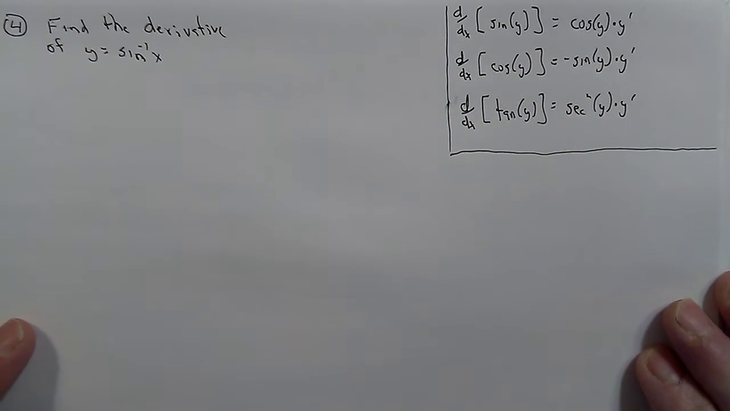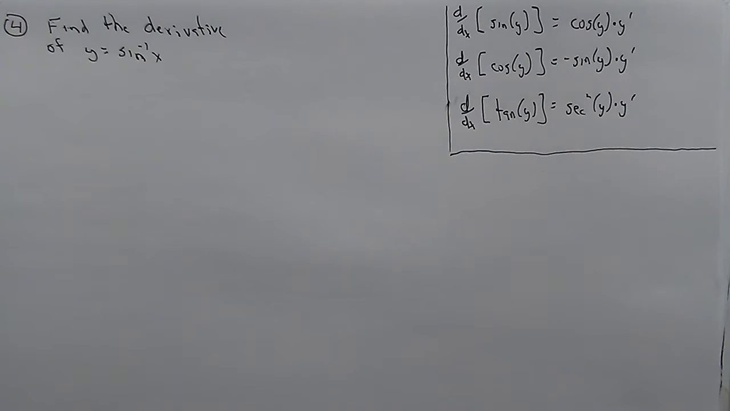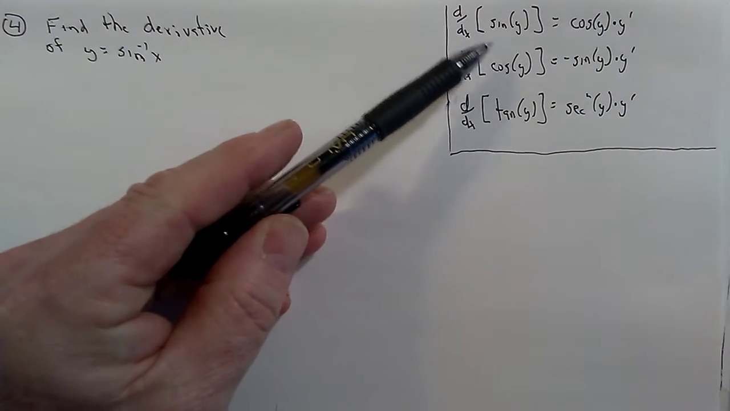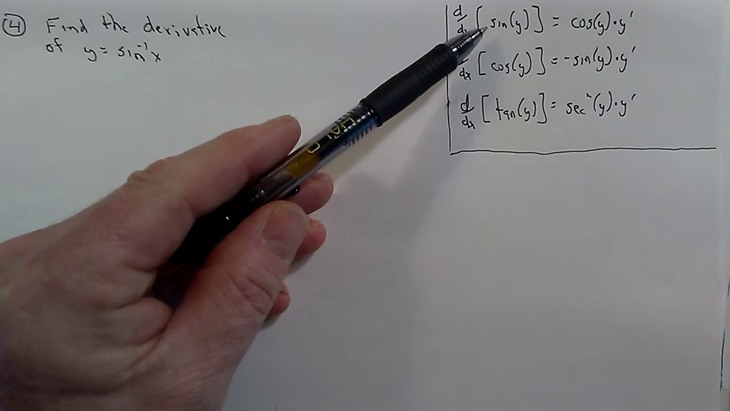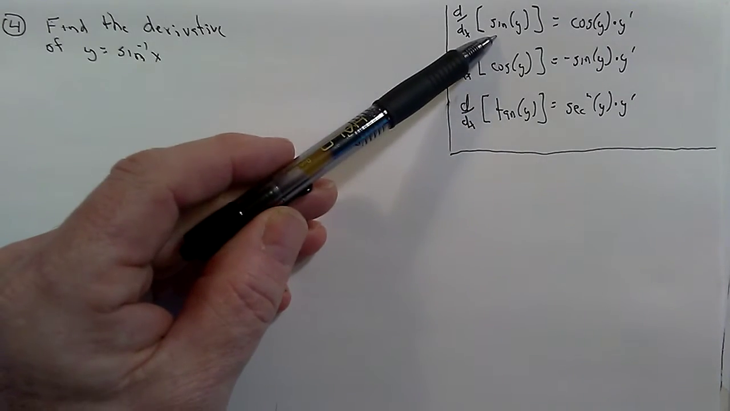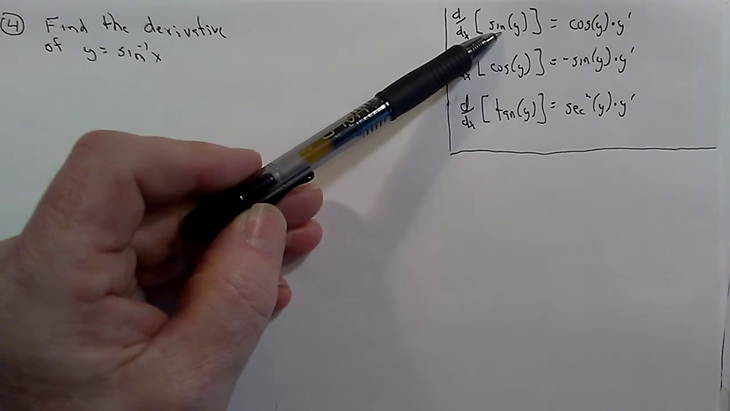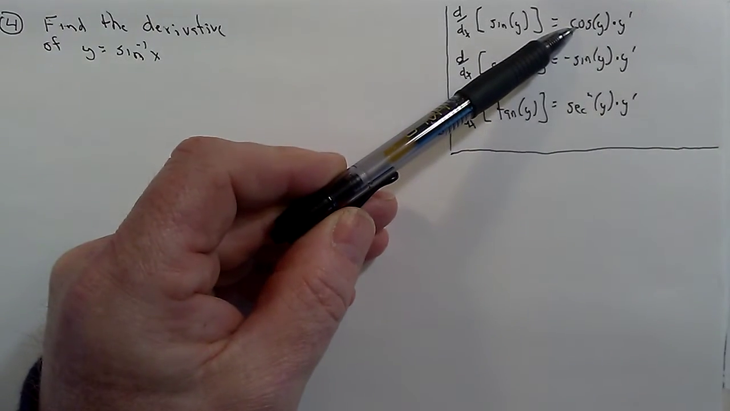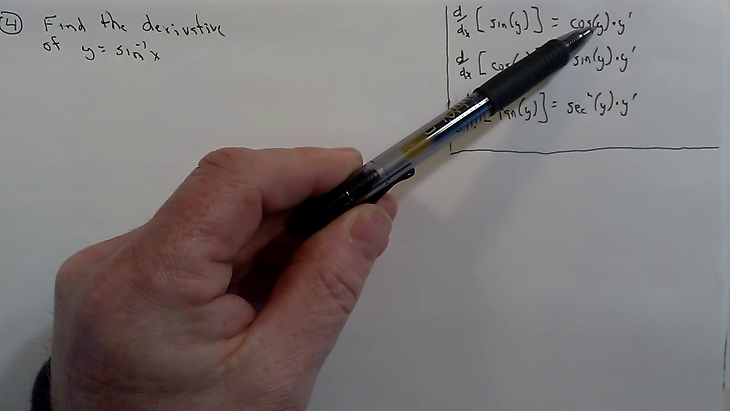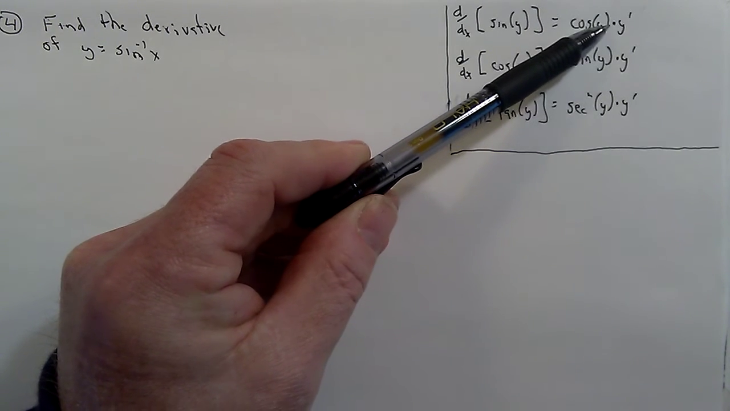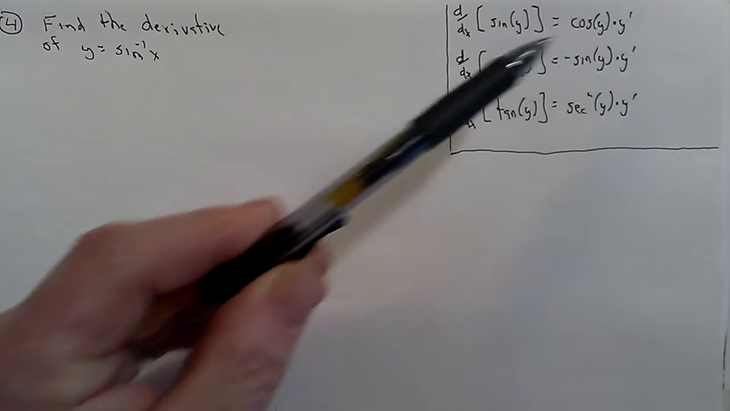Okay, this last one is an example of finding the derivative of an inverse trig function. So we're going to do inverse sine. Just on a side note, using the chain rule on trig functions, the derivative of a composite sine function: the derivative of sine is always cosine. What's inside parentheses does not change, times the derivative of the inside function.